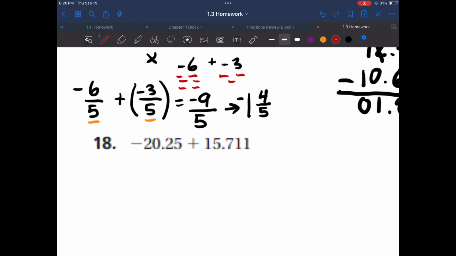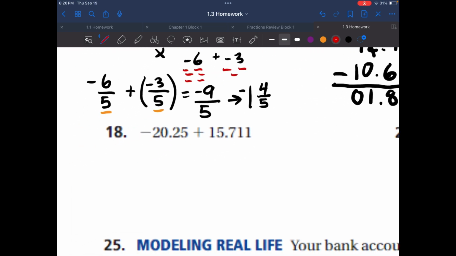Moving on to number 18, I've got negative 20.25 plus 15.711. Okay? What we said about decimals is, hey, let's look at our signs. I have a negative, I have a positive, right? I'm starting negative and I'm adding positives, so I'm getting more positive or less negative. Because I have two different signs, I need to subtract my numbers. I'm going to start with the bigger value. The bigger value out of these is 20.25. That is going to be the first number on top. Because they're different, I should be subtracting them.